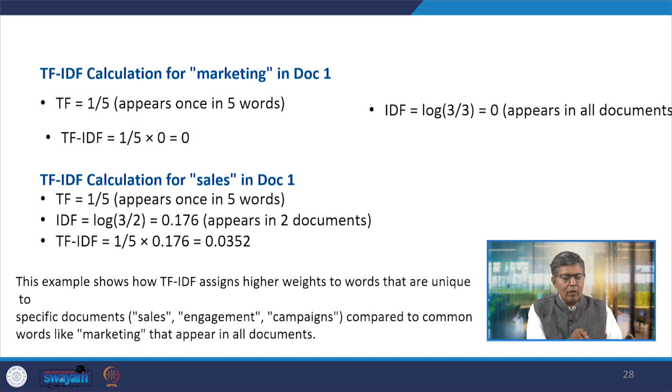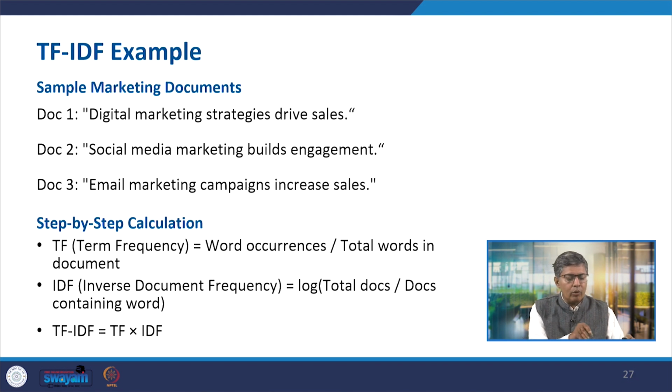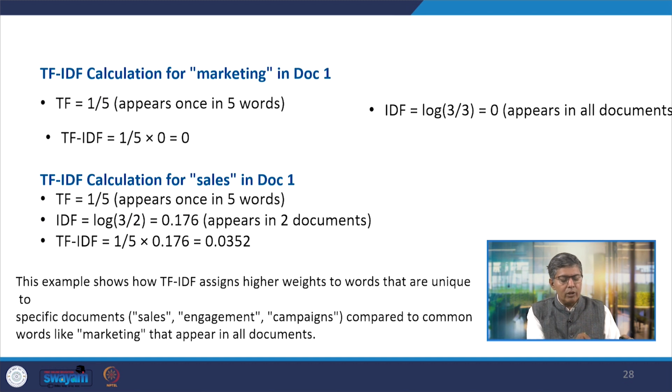Now, TF-IDF calculation for sales, similarly you can also do it. 1 by 5, because it appears once in 5 words in the first document. For the IDF part, it is log 3 by 2. There are 3 documents and in 2 documents only is sales visible, one here and another here. So log 3 by 2 is 0.176, and the TF-IDF becomes 1 by 5 into 0.176, which is 0.0352, right.